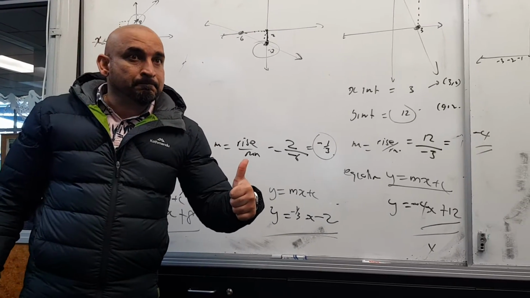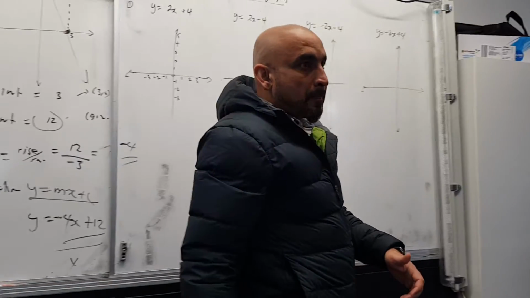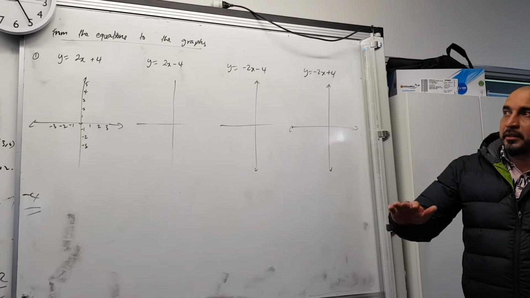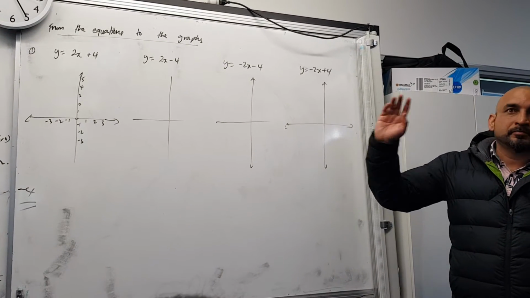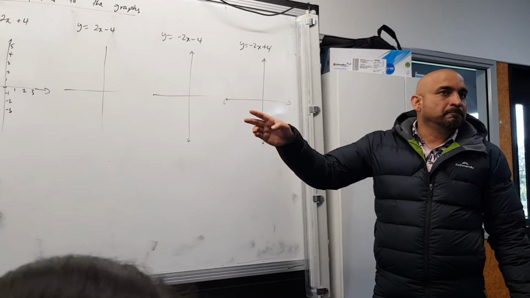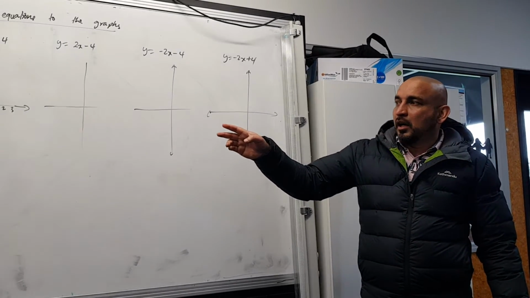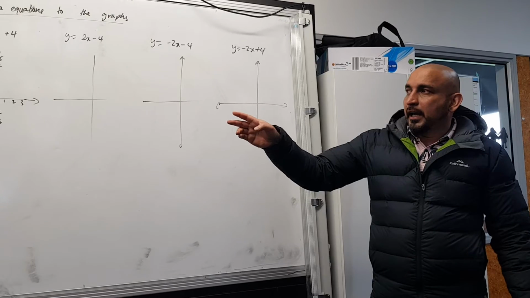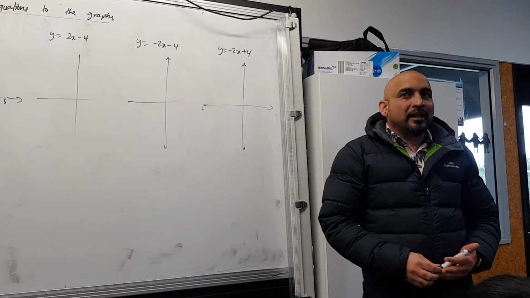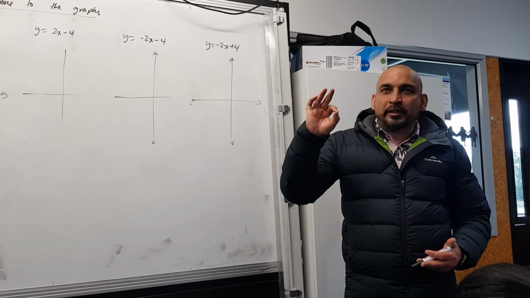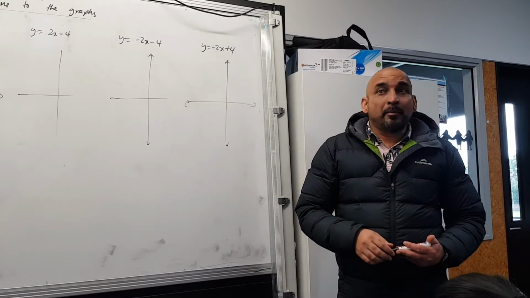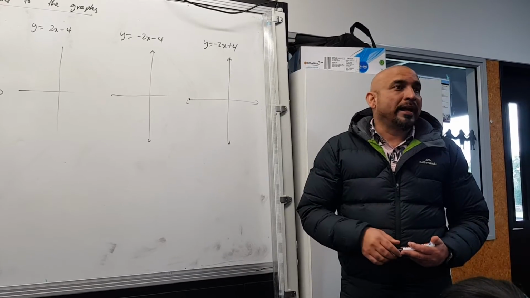I'll pause for a bit. To get the equation, you need to get the gradient first, and the x and y-intercepts. If the line cuts the x line, the number at which it crosses the x line is the x-intercept. The number at which it crosses the y line is the y-intercept.